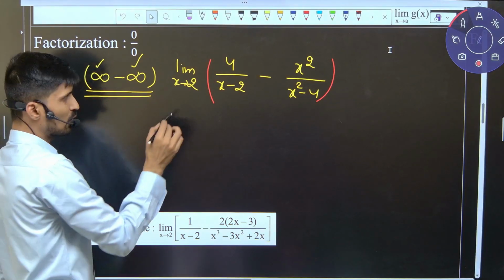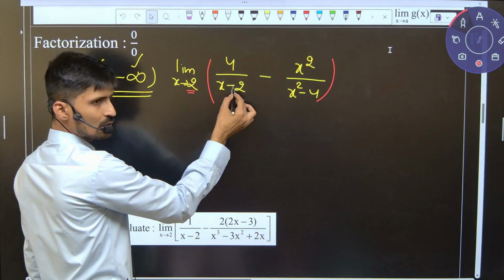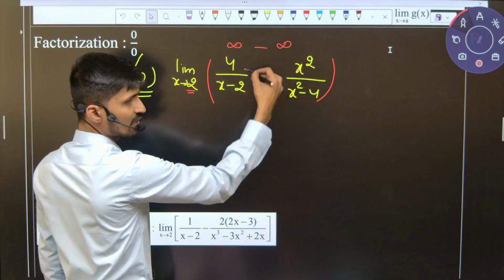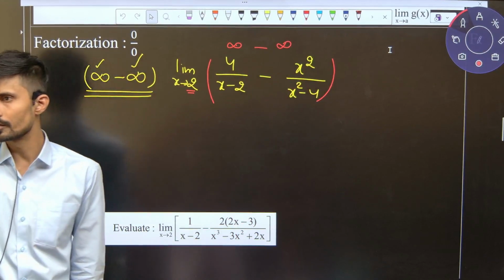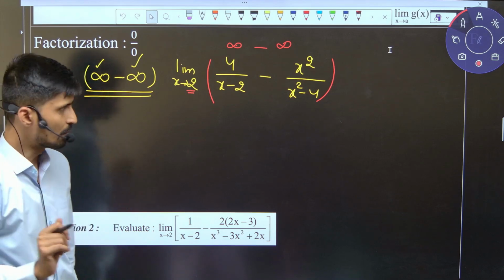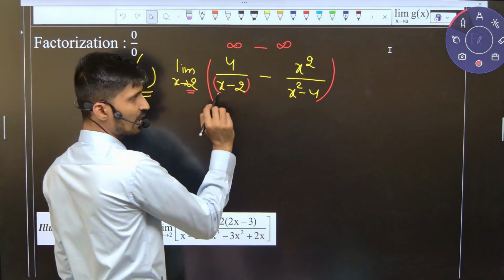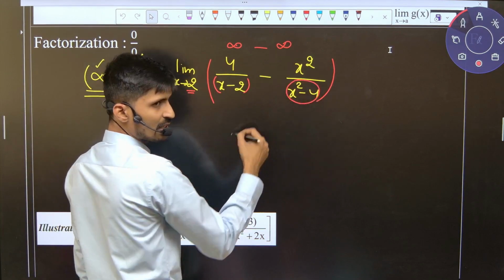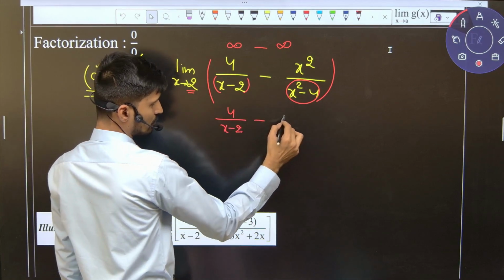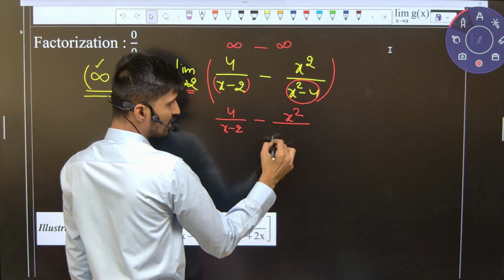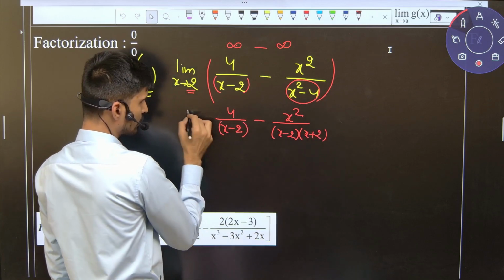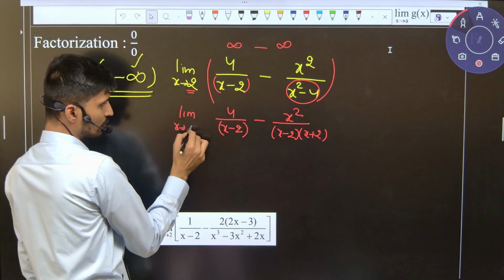Okay. Let's put 2 plus here. 2 plus minus 2 is 0 plus, 4 by 0 plus is infinity minus. This will also become infinity. This is infinity minus infinity. Now the question is how to solve this question. Solution part is very easy. Simply, this is x minus 2, this is x square minus 4. Factorize this, and this will become x minus 2 into x plus 2. Limit is x tends to 2.